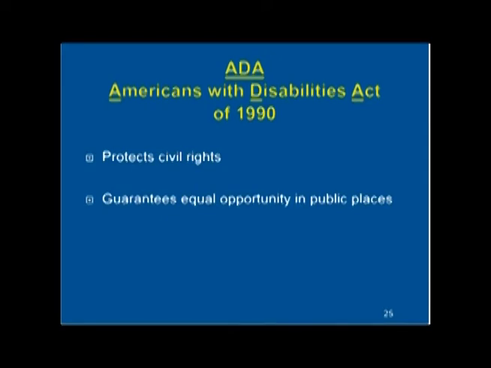The Americans with Disabilities Act of 1990. This gives civil rights protections to individuals with disabilities similar to those provided to individuals under the basis of race, color, sex, national origin, and religion. It guarantees equal opportunity for disabled individuals in public accommodations, employment, transportation, state and local government services, and telecommunications.